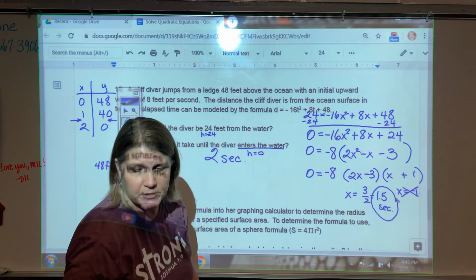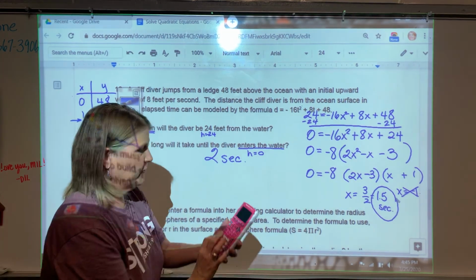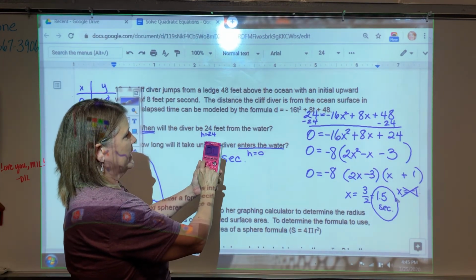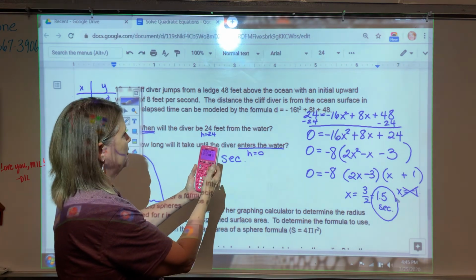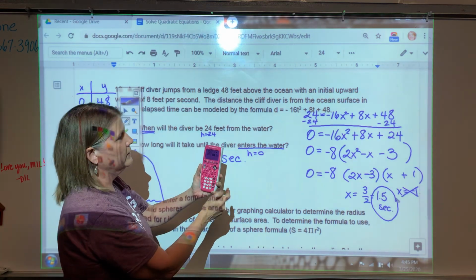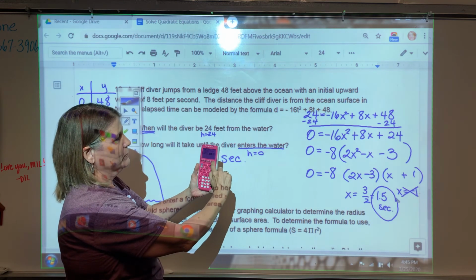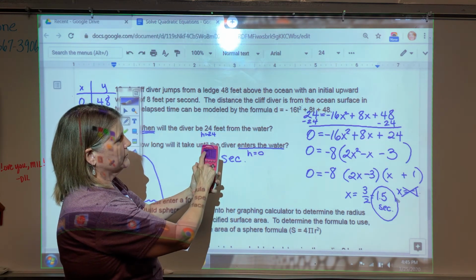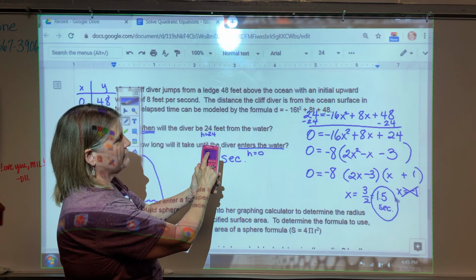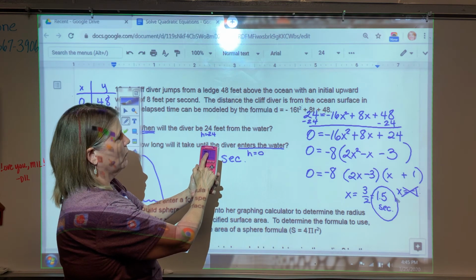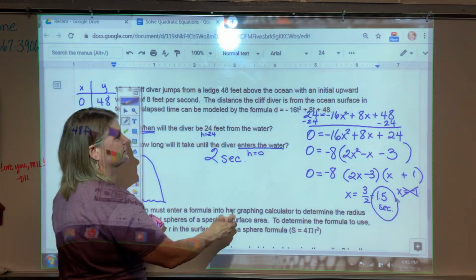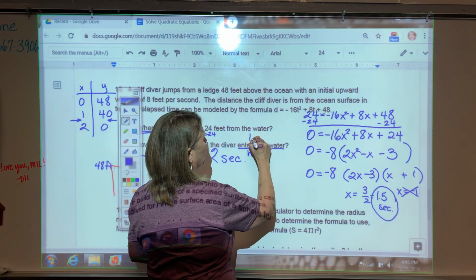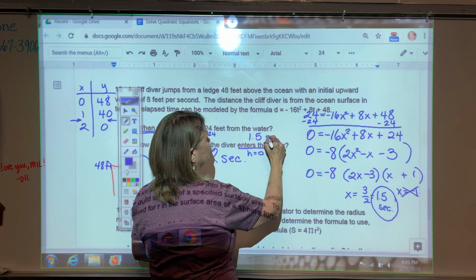Let's grab our calculators now and have some digital proof, calculator proof of it. I can say, hey calculator, I need you to go to 1.5 for me. So go into your table setup here at second window, and then go back to table, second graph, and sure enough, it says after 1.5 seconds, you're 24 feet above the water. So we have confirmation here on our calculators. The answer here is 1.5 seconds.